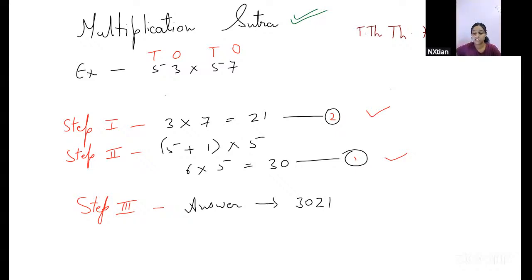Yes, ma'am. So this starts from the back. In 53 and 57, 7 and 3 are in the ones place, and their sum is 10. So in this sutra, for all the numbers to which this sutra will be applicable, the sum of the digits at the ones place will be equal to 10.